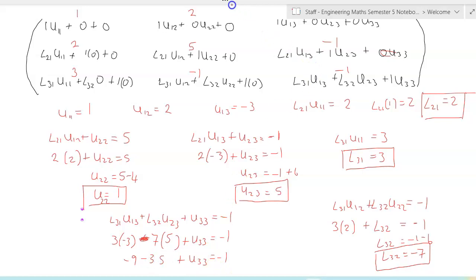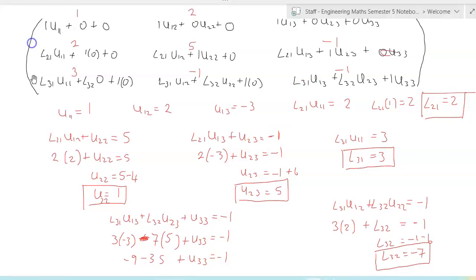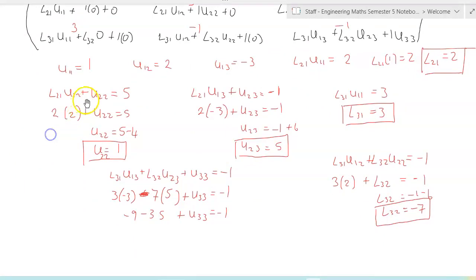Okay, scroll down a little bit. Just to get this in. So that was -44 plus U33 equals -1. U33 is equal to -1 plus 44, which is 43.